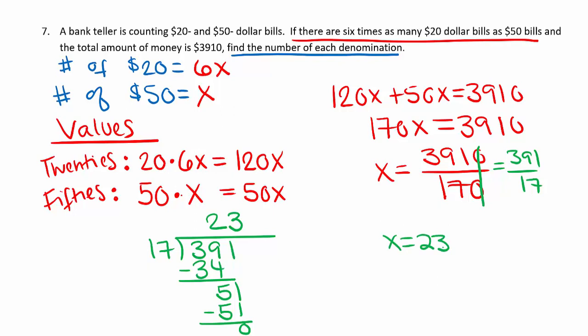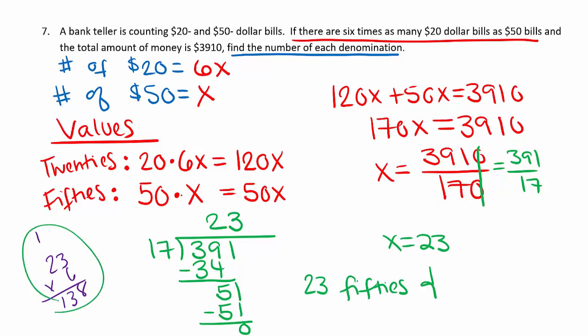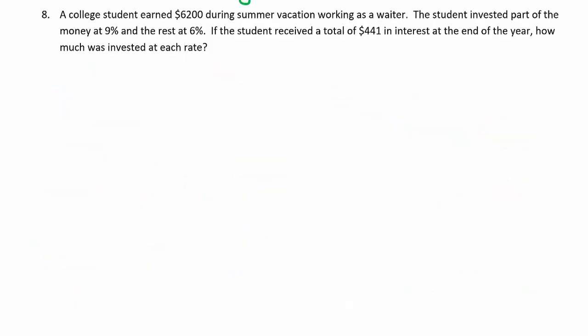Now we wanted the number of each denomination. So I've got 23 50s. And then if I multiply 23 times 6, I get 138. So 138 20s.